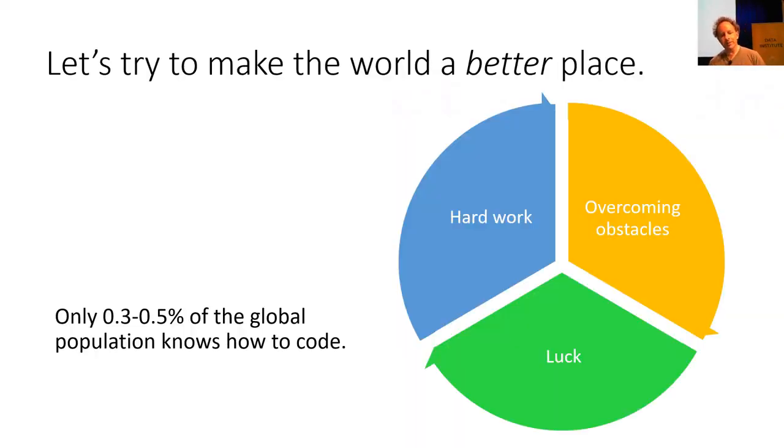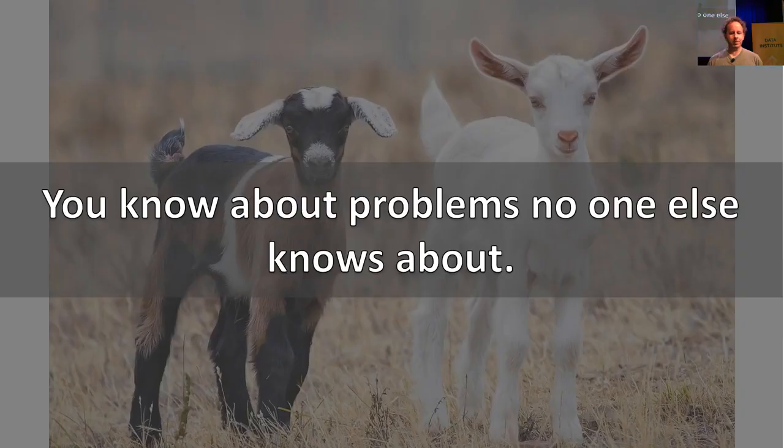So to summarize, we are part of the 0.3 to 0.5% of the world that knows how to code. We have a skill that very few other people do. Not only that, we now know how to code deep learning algorithms, which is the most powerful kind of code I know. So I'm hoping that we can explicitly think about at least not making the world worse, and perhaps explicitly making it better.